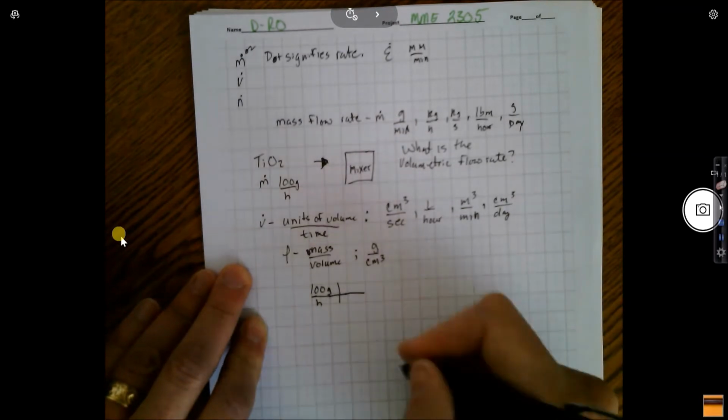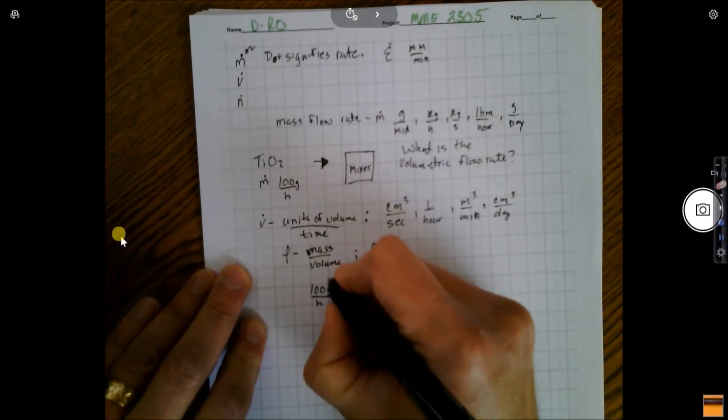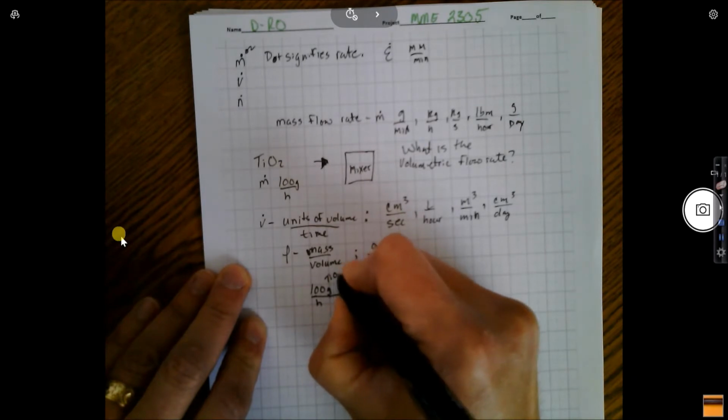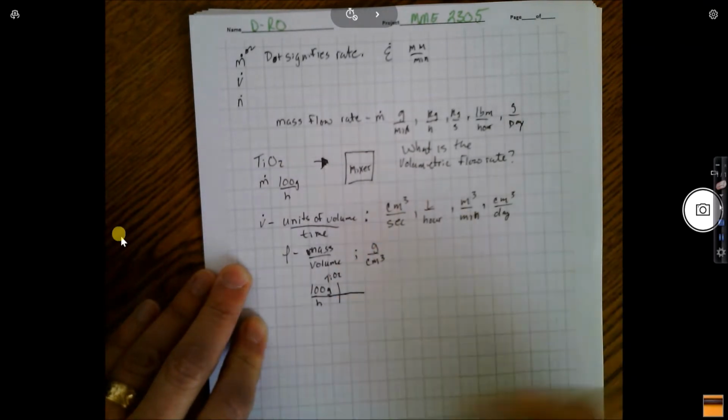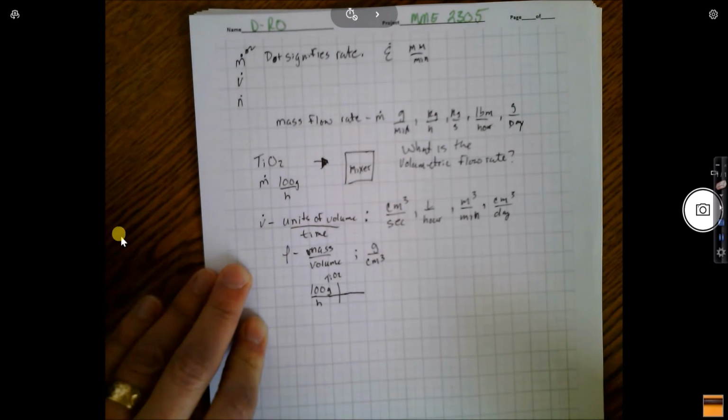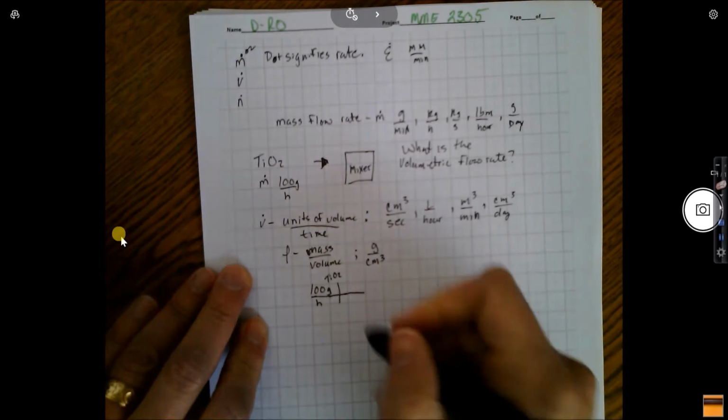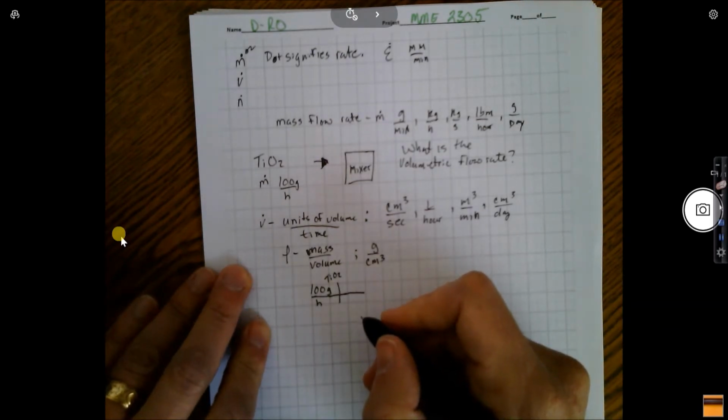class. So 100 grams per hour. And for bookkeeping purposes, I should have put titanium dioxide in there. So 100 grams per hour of what? Because as the problems get more and more complex in this class, bookkeeping is essentially the key to survival. And we'll go over that a little bit more in future lectures and videos that accompany this class.